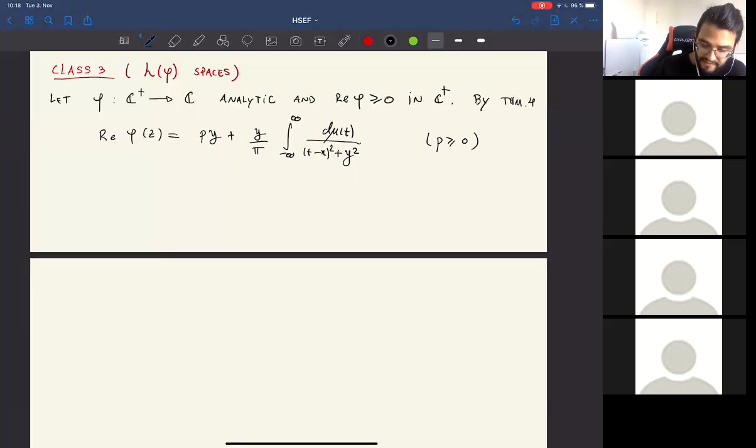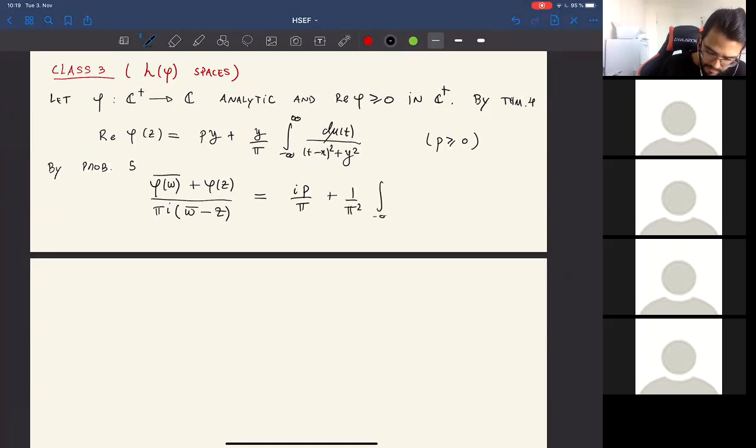And then if you solve problem 5 at this point, which is actually just a simple computation, using the formula for phi, which is also in theorem 4 and theorem 3, you can show that this is equal to this thing here, if z and w bar are in the upper half plane. Okay, so basically that's what we have.